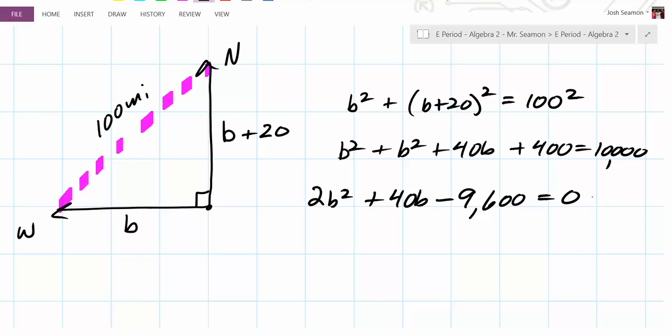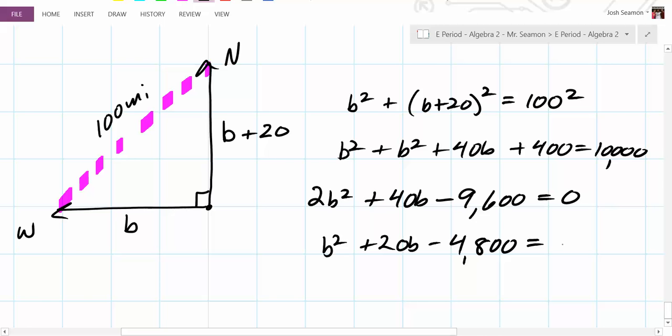I'm going to let you go in 2 minutes, kids. Don't move. So at this point, is this quadratic in standard form? Can someone tell me what I could divide everything by to make it just a tad easier? 2. So you have what? b squared plus 20b minus 4,800 equals 0. Yay. Now here's the question you really want to ask yourselves.